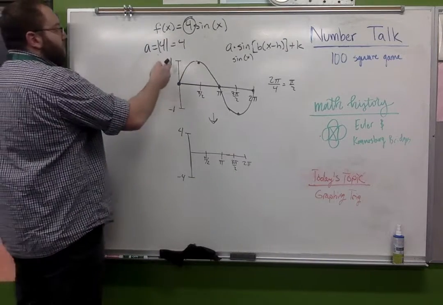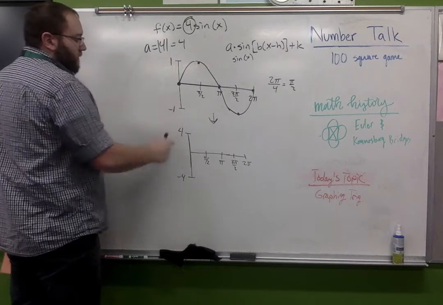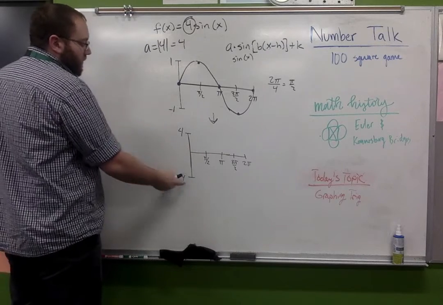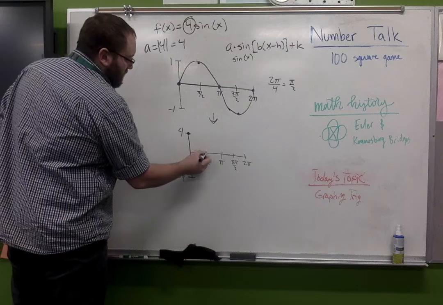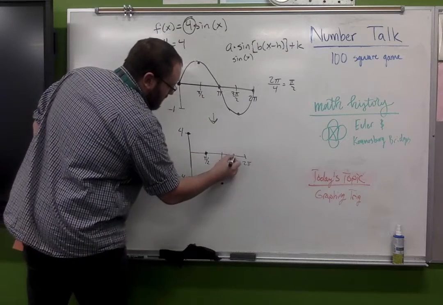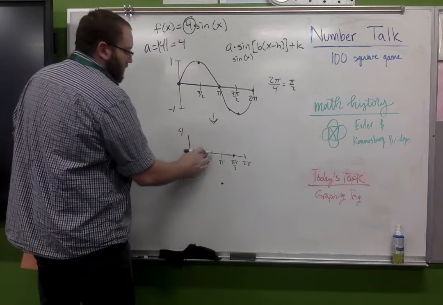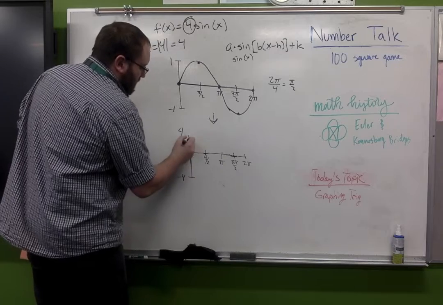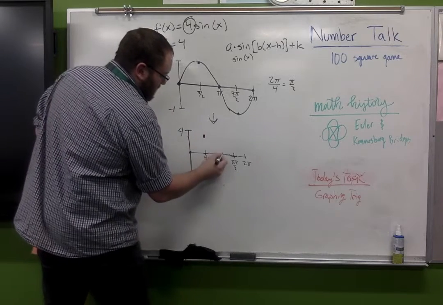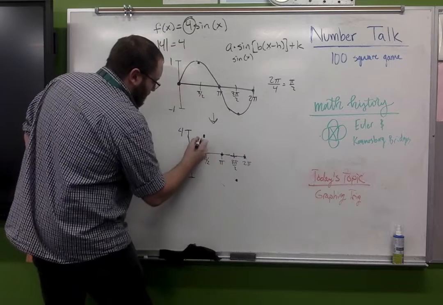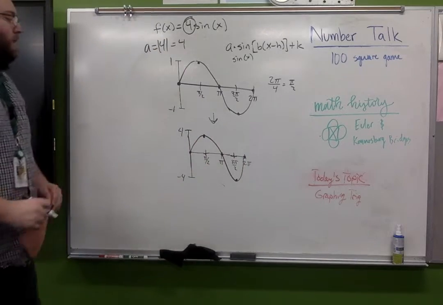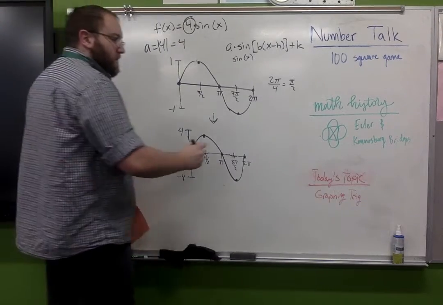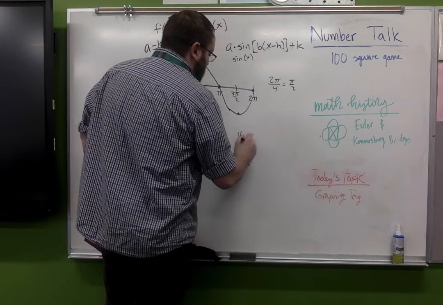So if I take all my y values, for example, 1, multiply it by 4, I get 4. 0 multiplied by 4 is still 0. Negative 1 multiplied by 4 is negative 4. So all that's changed is, oops, I just drew the cosine function. There we go. All that's changed is how tall the graph is, 4 to negative 4. And this is your answer. This is your graph. Right, this is 4 sine of x.